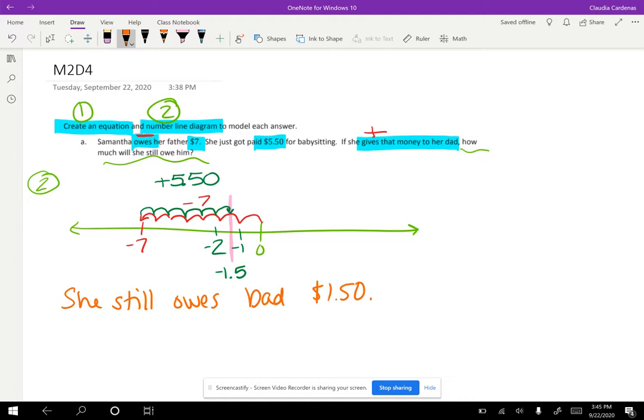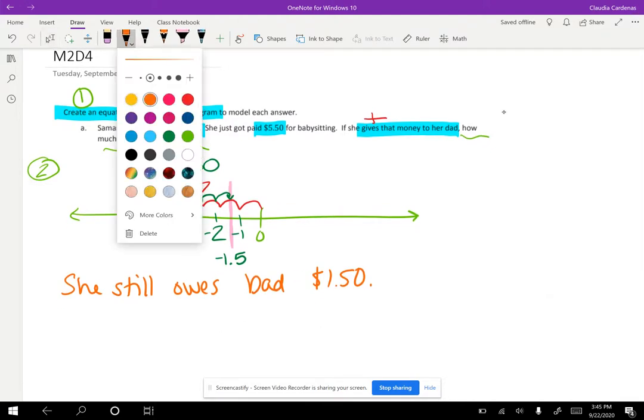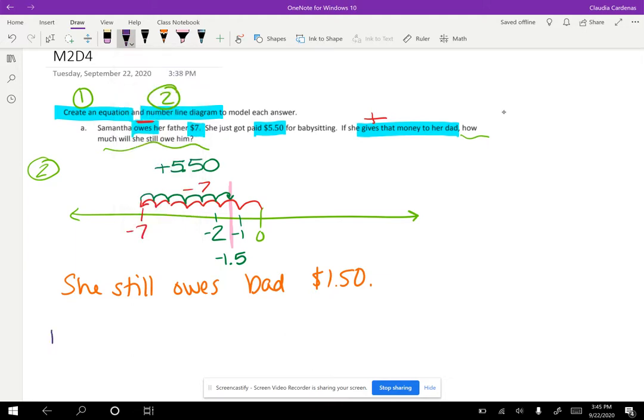Now let's write an equation to represent what we just did. Well, we started out with -7, right? So let's go to number 1. We started out with a -7. And then we increased, or we added, $5.50 to our -7. And our final answer was -1.50. So -7 plus $5.50 equals -$1.50.